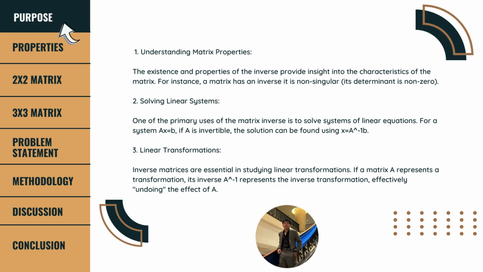Second one is solving linear systems. One of the primary uses of the matrix inverse is to solve systems of linear equations. For a system Ax equal to B, if A is invertible, the solution can be found using x equal to A power of negative 1 B. Lastly, linear transformation. Inverse matrices are essential in studying linear transformation. If a matrix A represents a transformation, its inverse A power of negative 1 represents the inverse transformation, effectively undoing the effect of A.